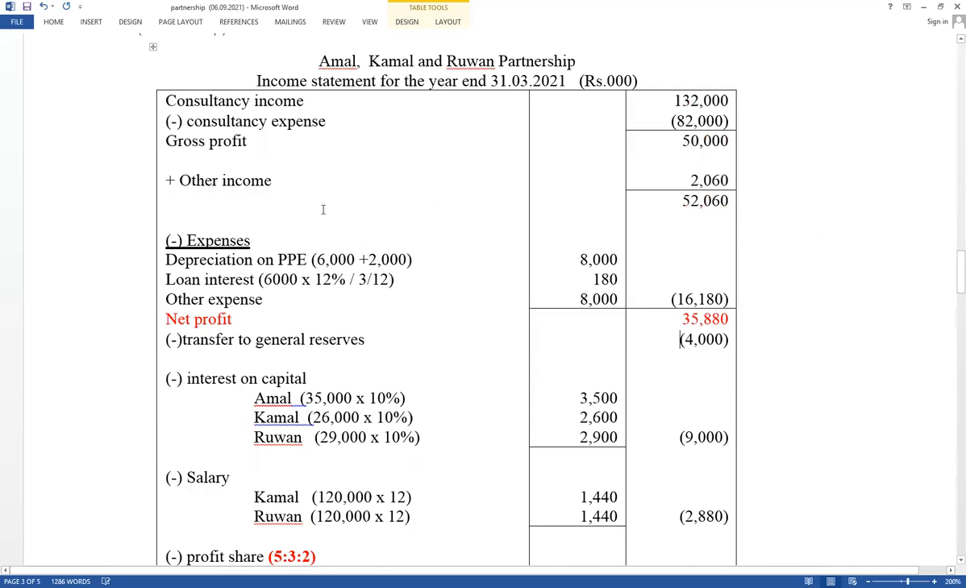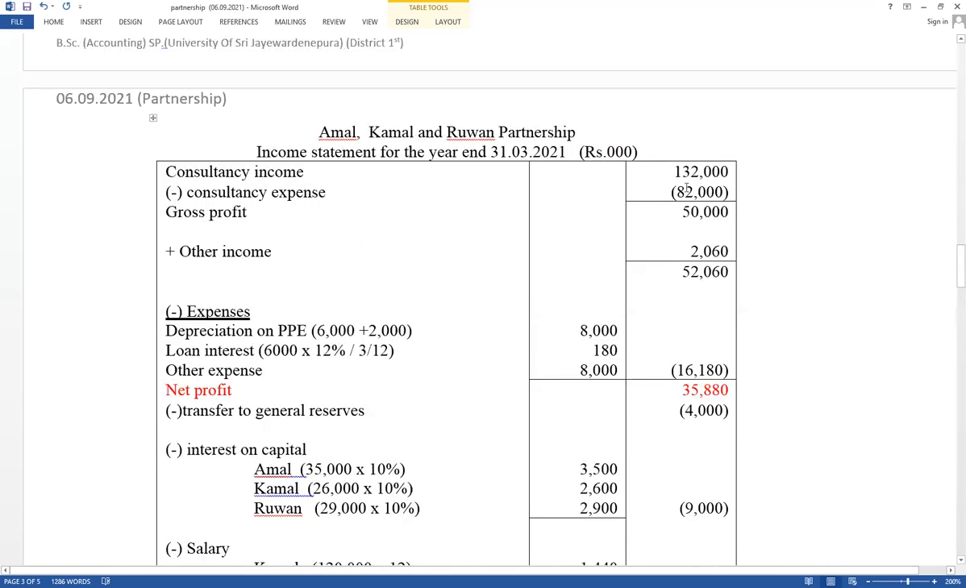As well as other income, and think about the gross profit calculation. Inventory, trade receivables, trade payables, and purchases are not given. Reason: this is not a trading business but a service business. It may be a sole proprietorship. Income minus expense: consultancy income minus consultancy expense. Gross profit can be calculated.